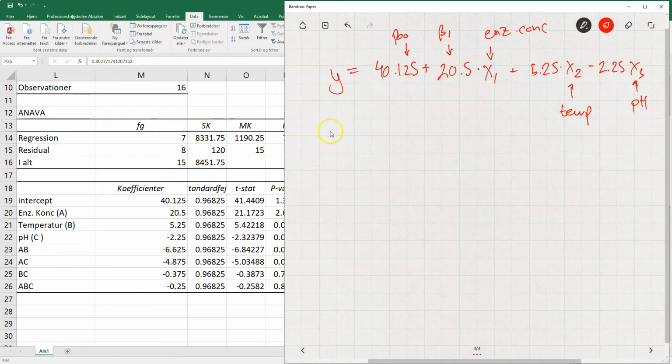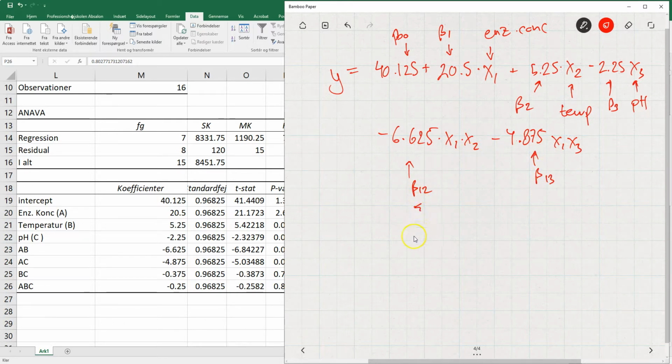And then we have interaction minus 6.625 times x1, x2. And we have interaction between the enzyme concentration and the pH, minus 4.875 x1, x3, and the rest is insignificant, so we'll leave that out. This is what we would call beta 2, beta 3, beta 1, 2, and beta 1, 3.